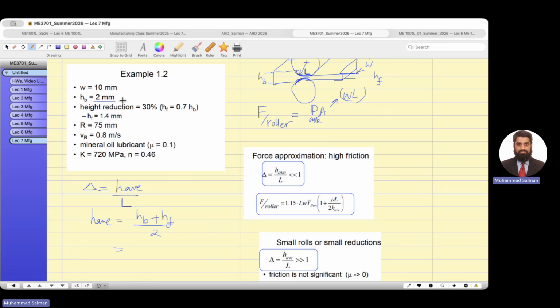So in the beginning, the thickness is 2 millimeters and the final thickness is 1.4 millimeters. Can you open your calculators and help your professor? What do you get for this one? 3.4 divided by 2, 1.7.